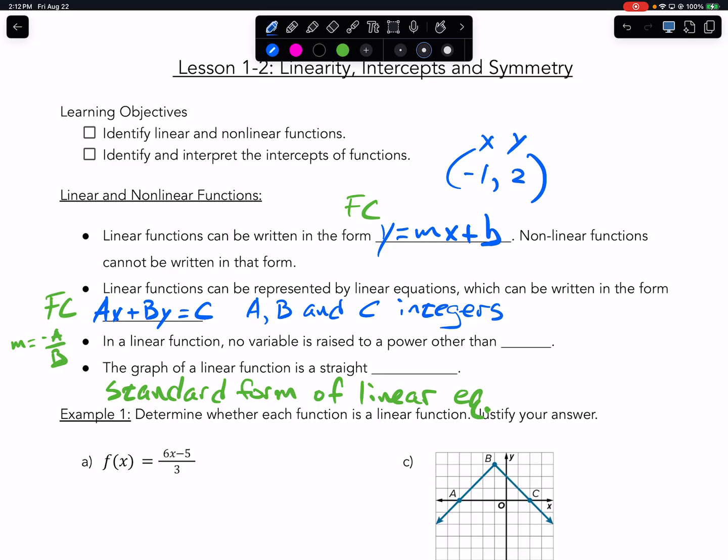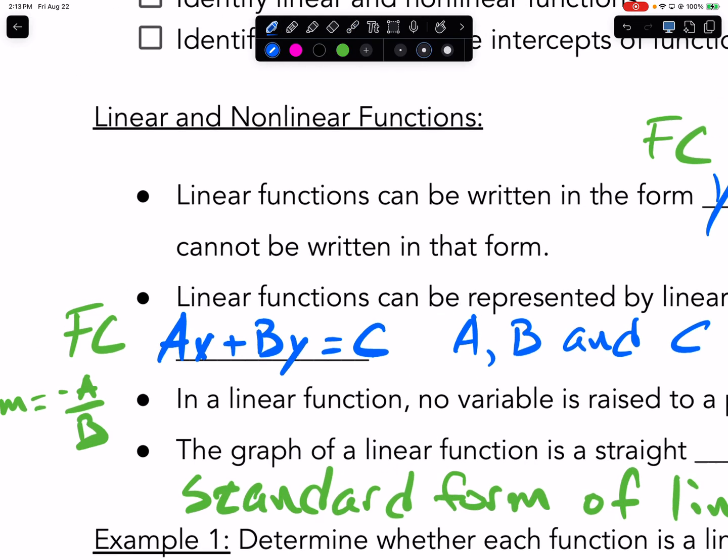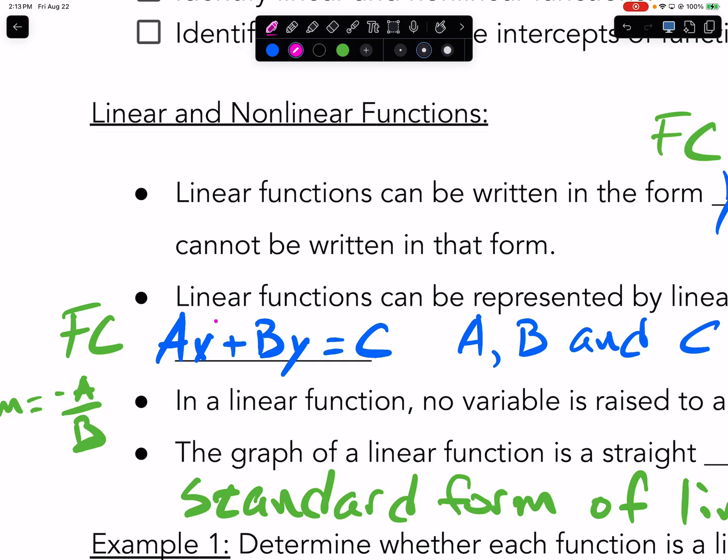So in a linear function, we're reading this bullet right here: in a linear function, no variable is raised to a power other than 1. If it helps you to understand, put little ones right here, and put little ones right there.